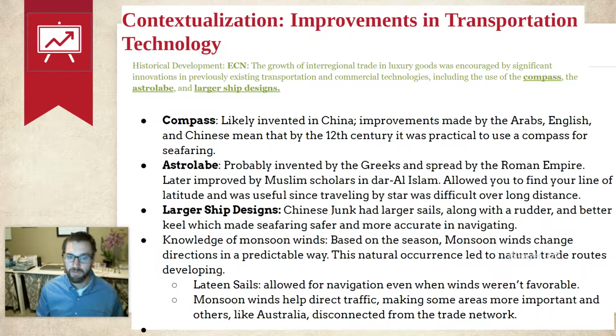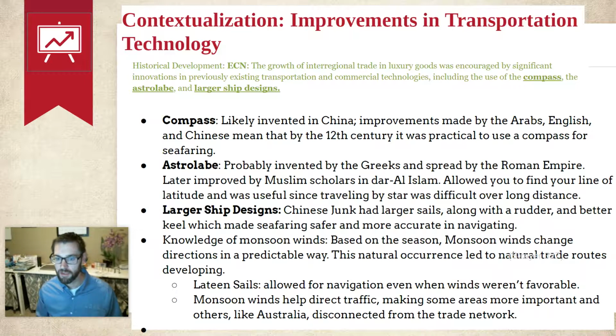The astrolabe is invented by the Greeks while they're still part of the Roman Empire, but it's going to be improved upon by the Muslims. So while the Europeans are in their quote-unquote middle or dark ages, we're going to see improvements made. The astrolabe, and we'll see a picture shortly, tells you where your line of latitude is, so how far you are from the equator. It tells you a lot of other things as well.